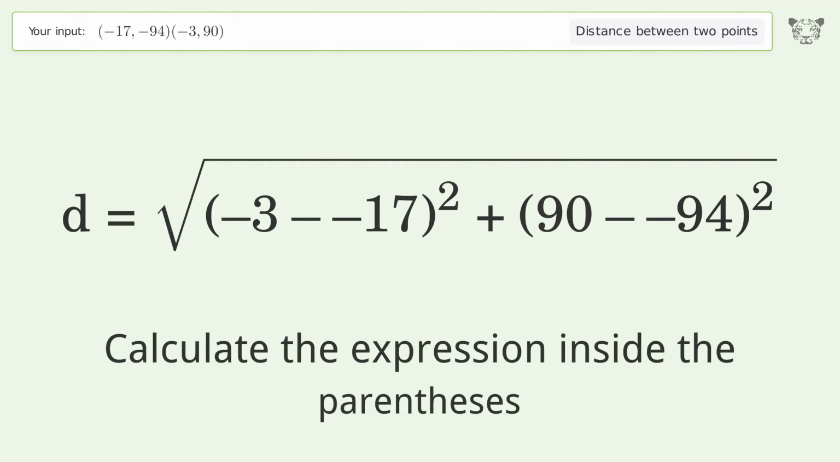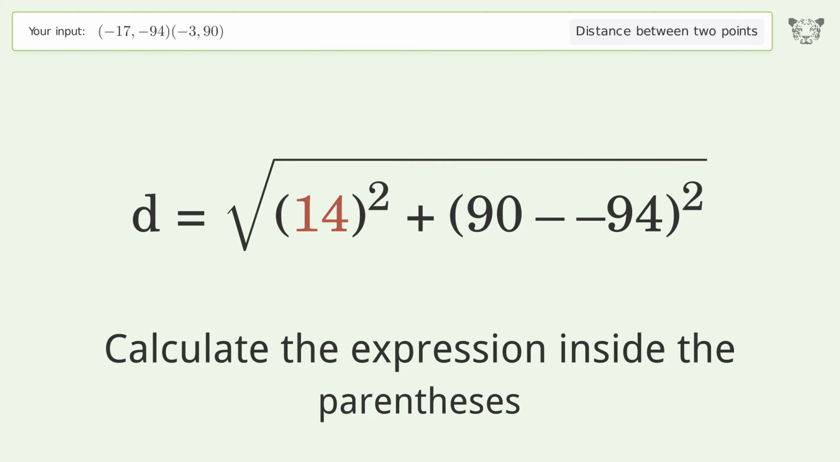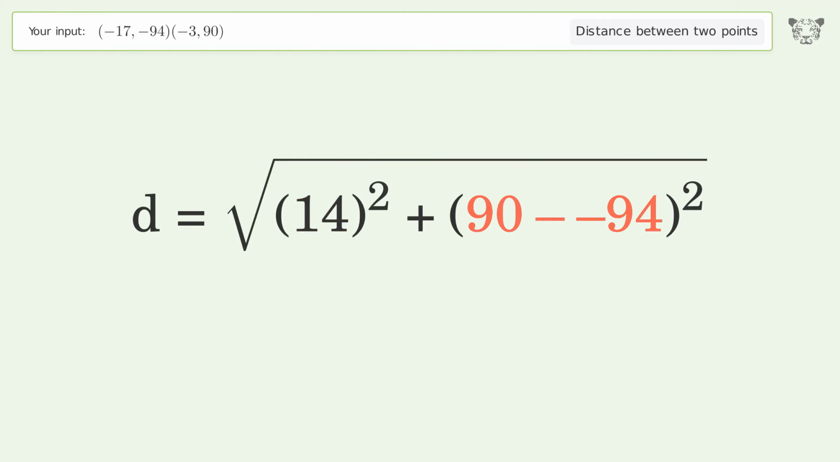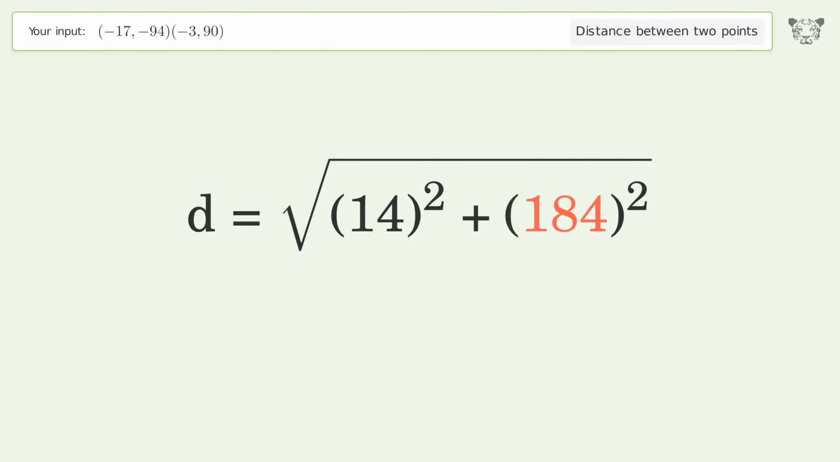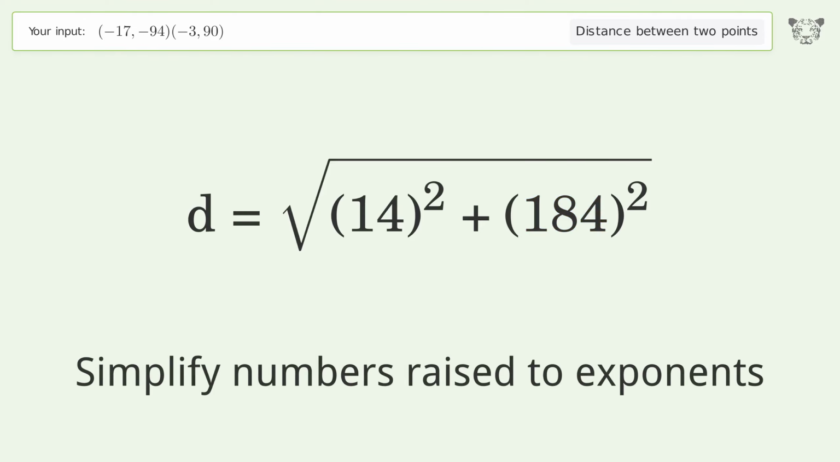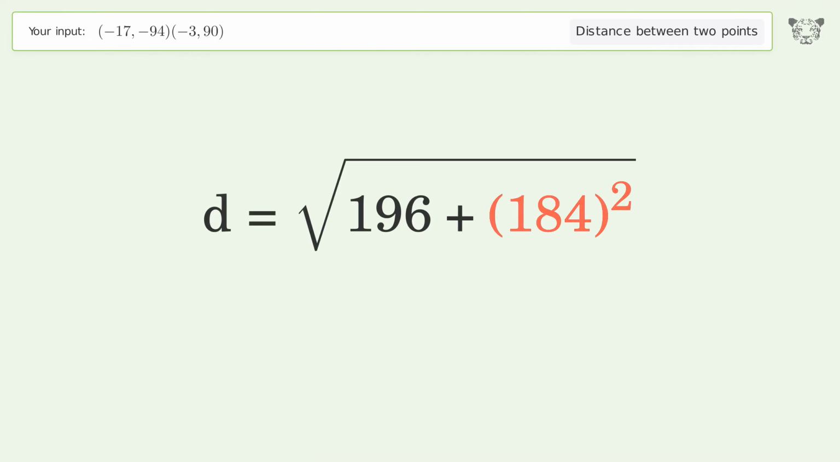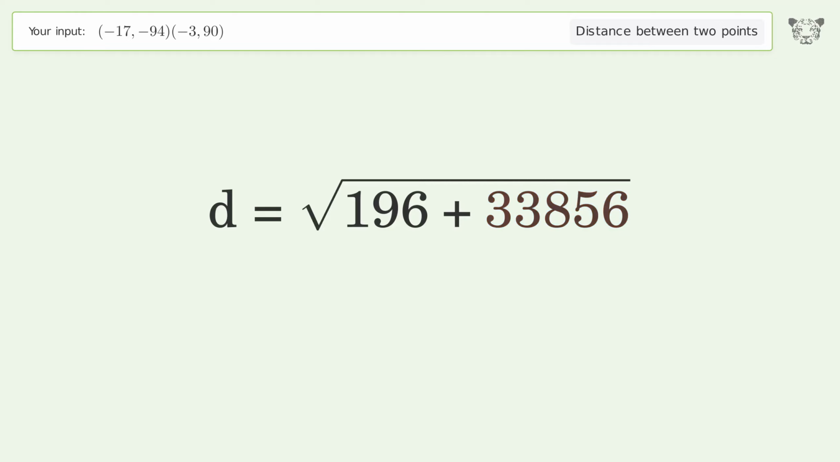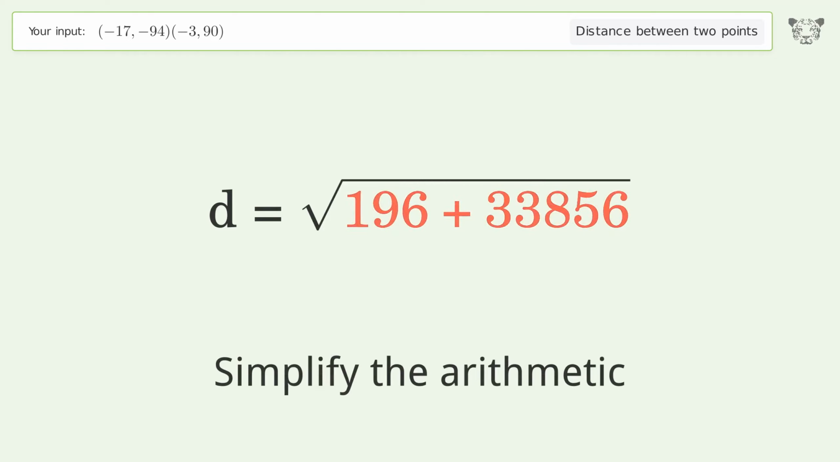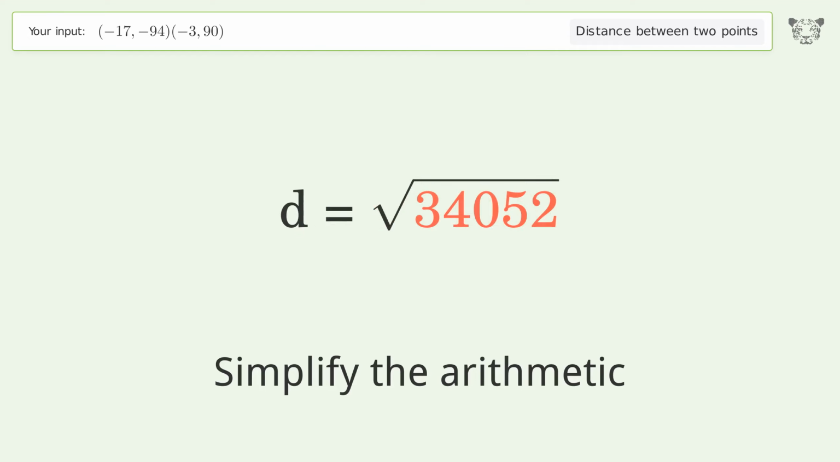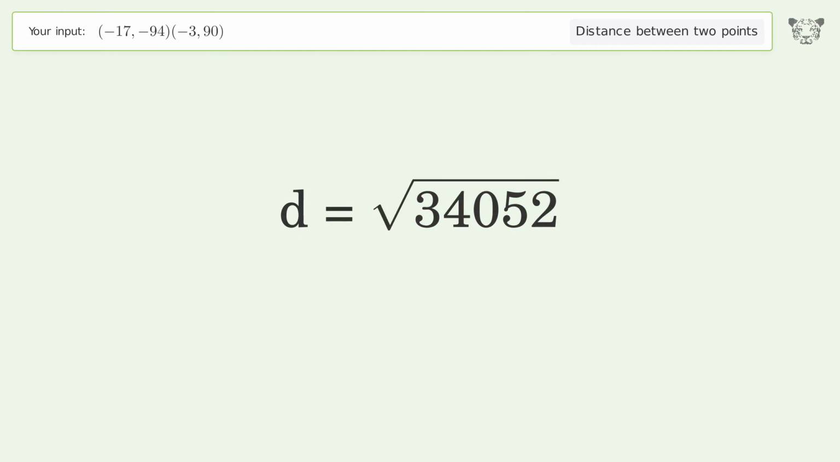Calculate the expression inside the parentheses. Simplify numbers raised to exponents. Simplify the arithmetic. And so the distance between the 2 points is the square root of 34,052 or 184.532.